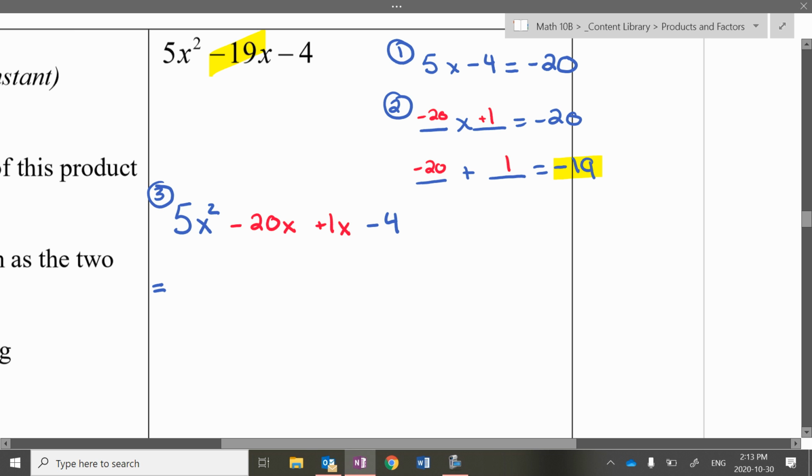So what's common between my first two? 5x. So that's our GCF. That's what we factor out. And then I'm left with x minus 4. My second two, there's nothing common. When there's nothing common, we still say that a 1 is common. And then I have x minus 4.